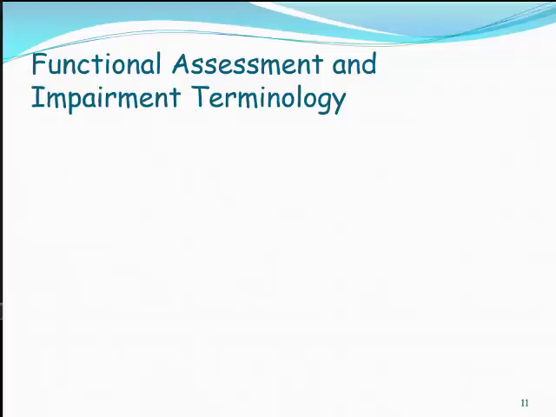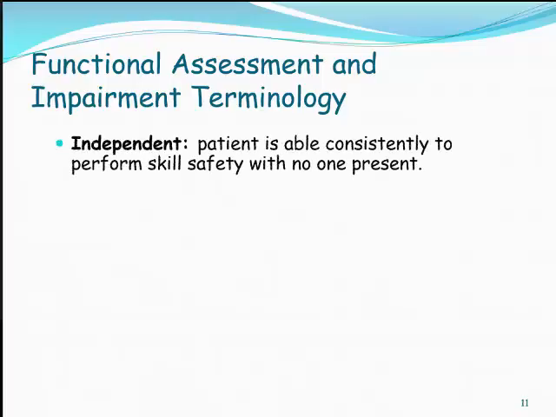First, we look at functional assessment and impairment terminology. These terms describe levels of functional ability. For example, the term independent is defined as the patient is able to consistently perform the skill safely with no one present.